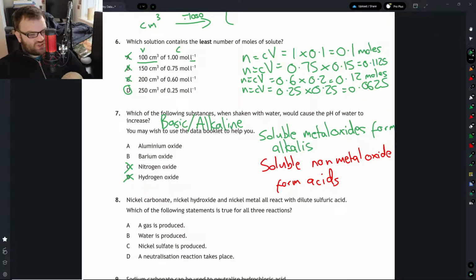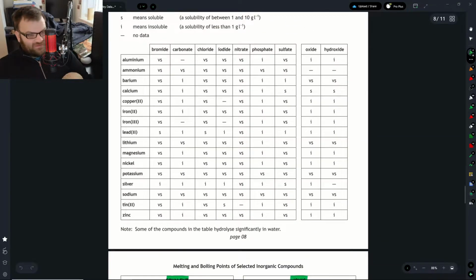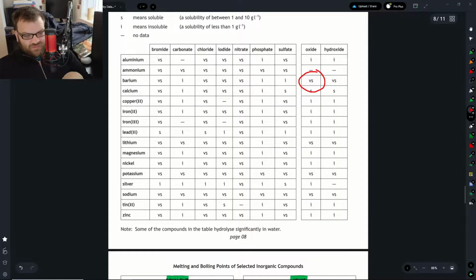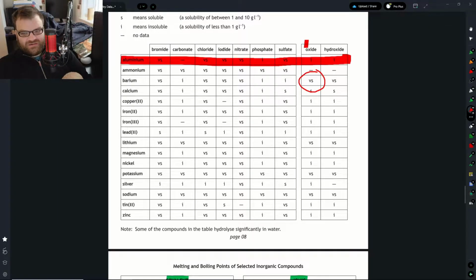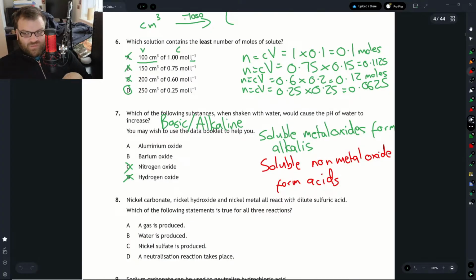Second important part is it has to be soluble in order to change the pH of water. We can check solubility on page 8. Use this table. Well, we run it along for the barium, down for the oxide. Where they overlap is the chemical we're looking for. Next chemical was aluminium. Run that across, run that down. We're looking at this chemical. The aluminium one is insoluble. It does not dissolve. Therefore, it would not change the pH. Barium one is soluble. It would change the pH. It is going to be our answer for that question.